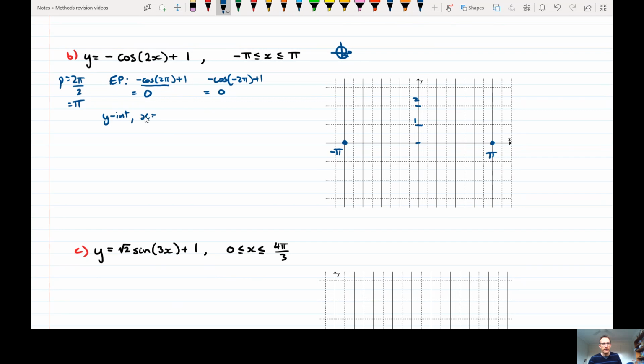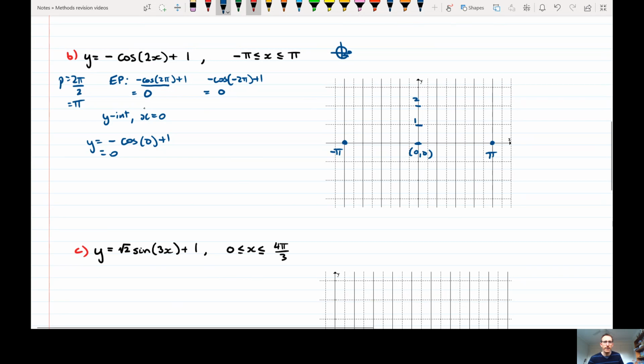The y-intercept, we have x equals 0. So that gives you y equals negative cosine of 0 plus 1. Cosine of 0 is 1, and we end up with 0 once more. Lots of zeros happening here. So our y-intercept is going to be at 0, 0. The last thing to recognise before we draw this is that we have a negative cosine graph, which means instead of the graph starting up here, it's going to start down here and go up.